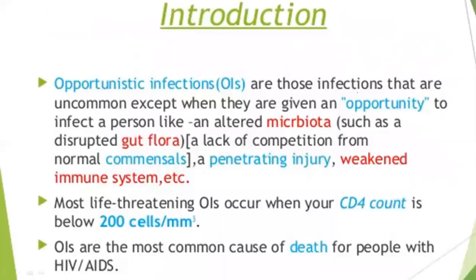Opportunistic diseases are actually infections uncommon except when they are given the opportunity to infect a person, like an altered microbiota. Or we can also say that with a weakened immune system, the person has more opportunity to get more severe types of diseases. That can be life-threatening if the CD4 count is below 200 cells per mm cube, and that can lead to death as well.